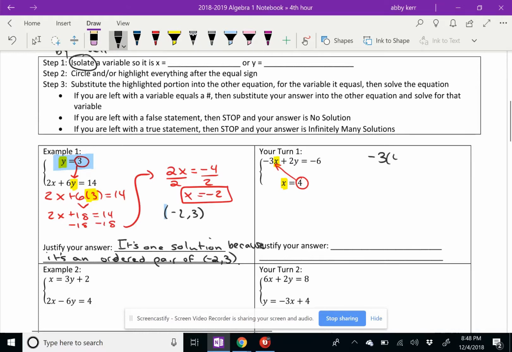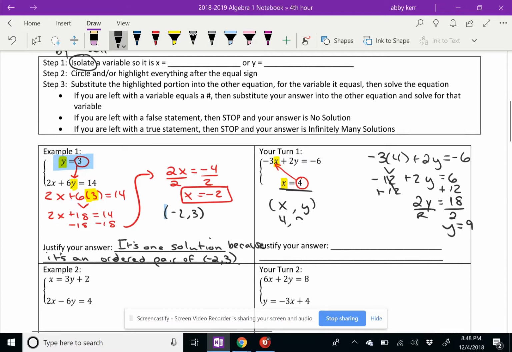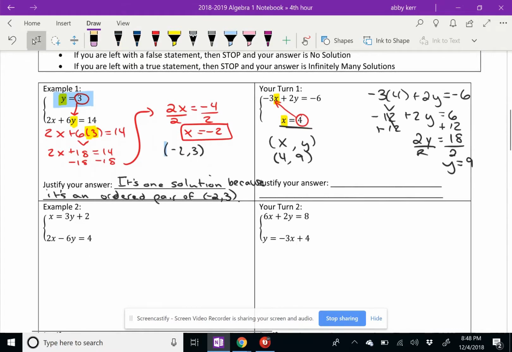So then we have -3 parentheses 4 plus 2y equals -6. And now just simplify. 6 plus 12 is 18. Divide by 2. We're going to get y equals 9. And we already have x equals a number. So then x comma y, the answer is going to be 4 comma 9. And once again, you're going to have one solution because it's an ordered pair of 4 comma 9. So you can write that as your sentence.